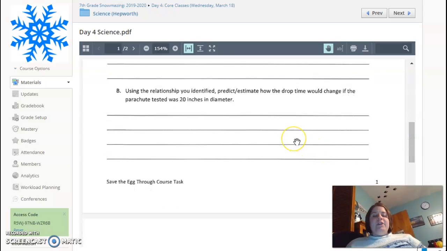Part B is actually using the relationship that you identified and then coming up with some sort of estimate of what you think would happen if the parachute was larger in size.